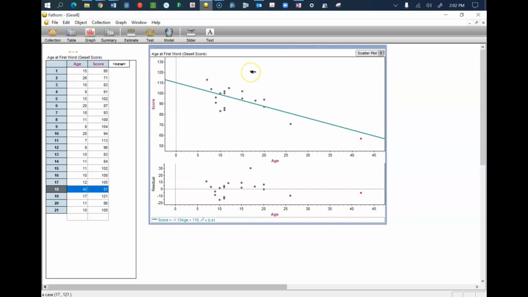Now I'm going to take child 19 and I'm going to move them around a little bit. And you can see I'm moving them quite a bit, but it's not having a huge impact on the value of the slope or the value of the coefficient of determination. So that is the takeaway from this activity. Outliers in the horizontal direction that don't fit the pattern of the data tend to be influential points. Outliers in the vertical direction are outliers, but they tend not to be influential points.